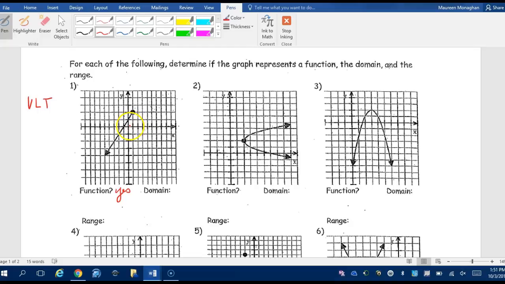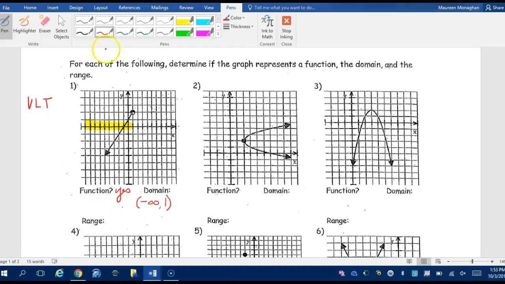The domain starts, and I'm looking at my x's, it starts at 1, and then it goes to the left, so it uses all of these x's. And how could I represent that? Well, it's negative infinity, and it's to 1. Well, infinity always has the non-inclusive, and since this is an open circle, it would be parentheses.